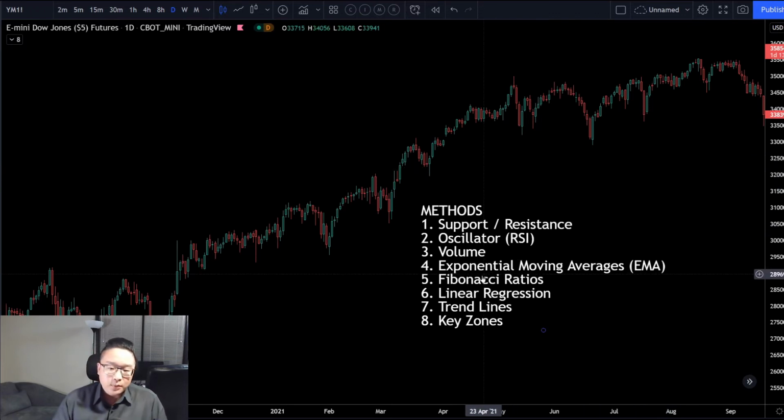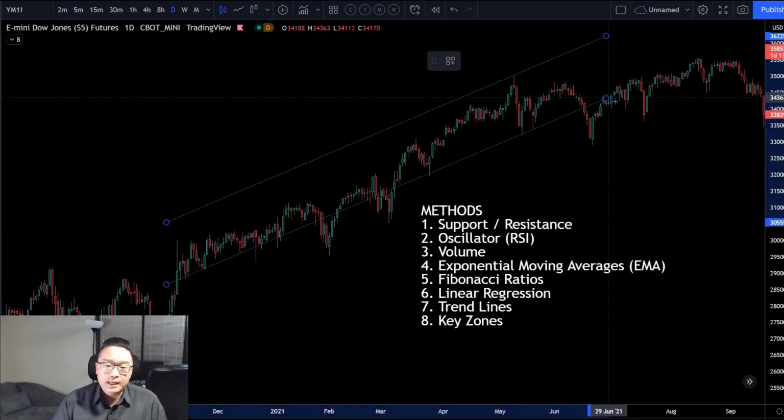So with this one, it's a little bit harder to use unless you are very familiar with higher lows, higher highs, or lower lows, lower highs. So this is based on the trend that we talked about. You need to be able to identify a trend very easily.